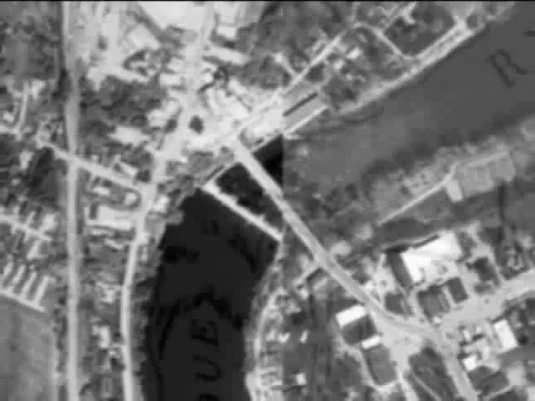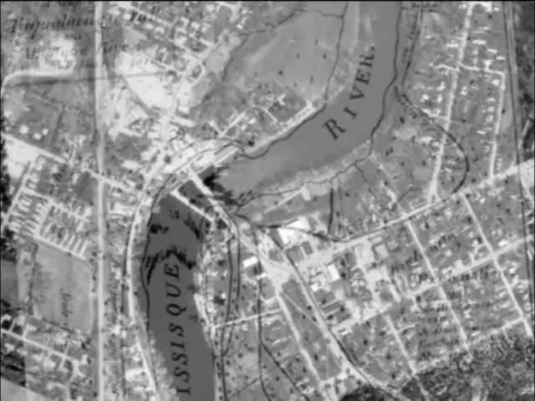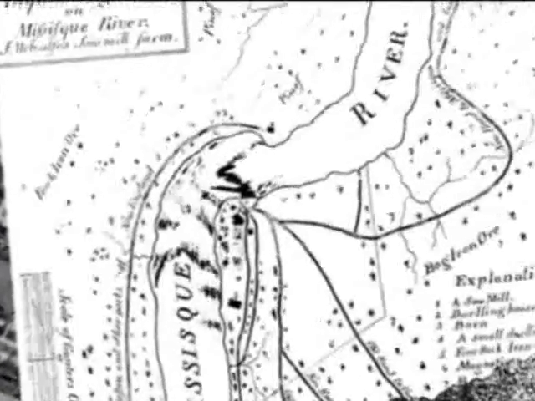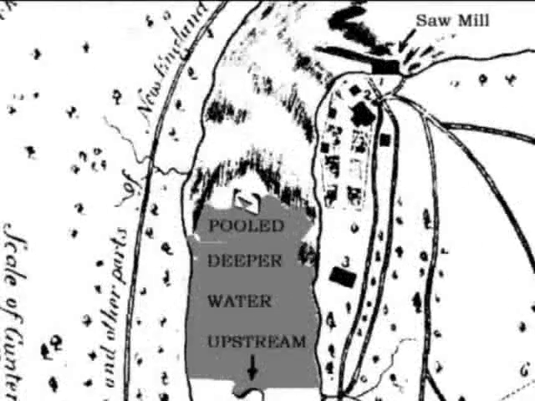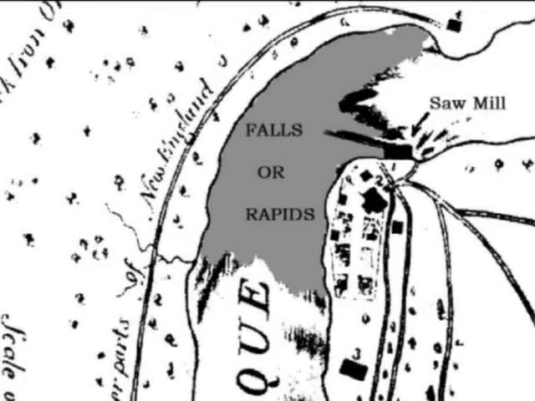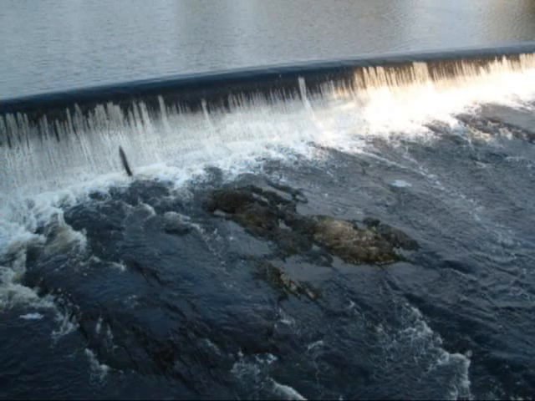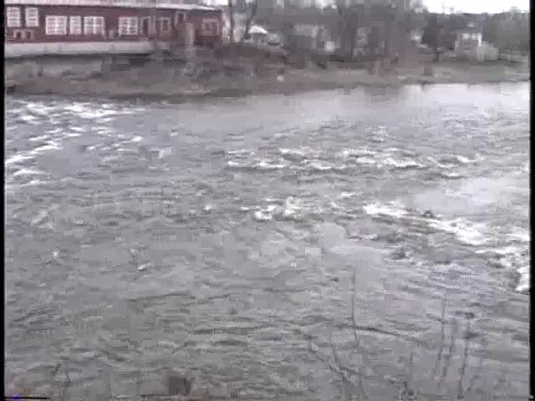The dam in the village of Swanton, Vermont, is built on an outcrop of bedrock. Before the dam was built, this outcrop caused a natural pooling of water upstream and a short rapids or falls where water ran over it. The Abenakis called it Taquahunga. The early English-speaking settlers called it Taquahunga Falls, and later, Swanton Falls.